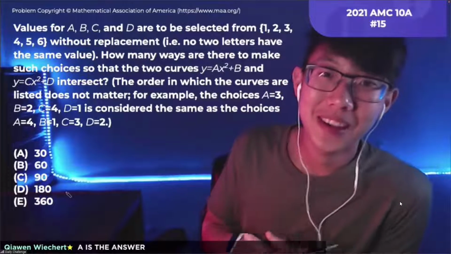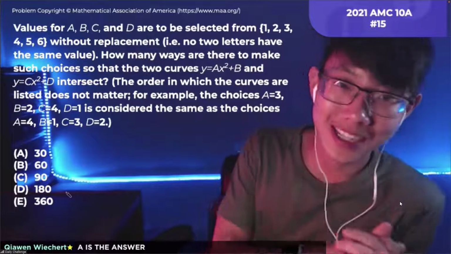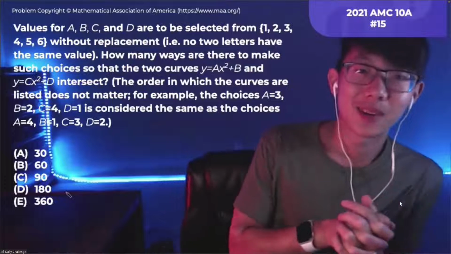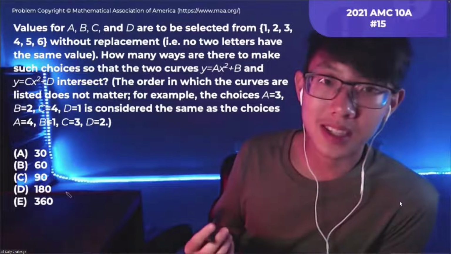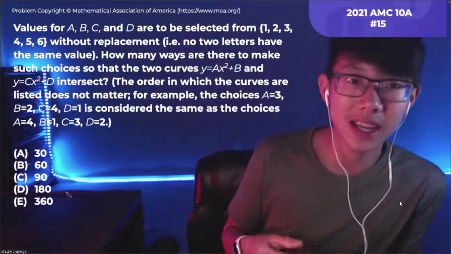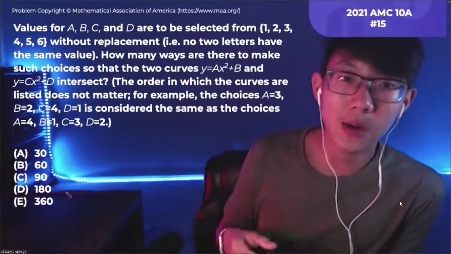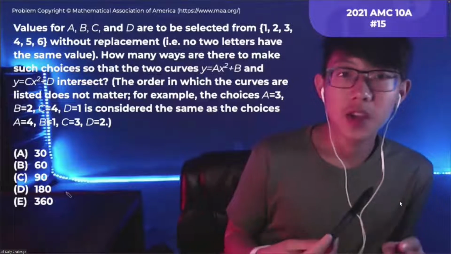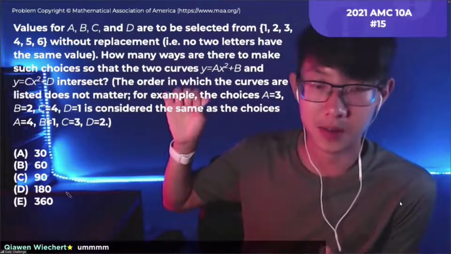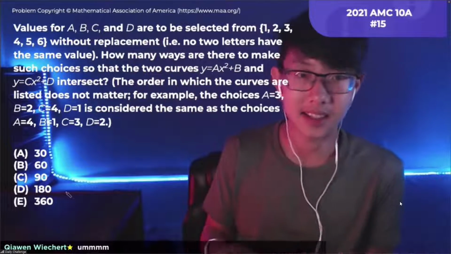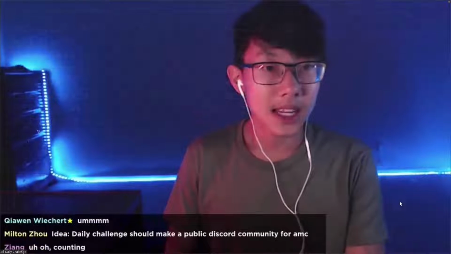So, alrighty. Values for A, B, C, D are to be selected from the set of integers from 1 through 6 without replacement, which means no two letters can have the same value. How many ways are there to make such choices so that the two curves y equals ax squared plus b and y equals cx squared plus d intersect? And the order in which the curves are listed does not matter. So we're just looking for different coefficients in ax squared plus b, cx squared plus d, such that we get an existing intersection. Okie doke. So let's think about what this means.